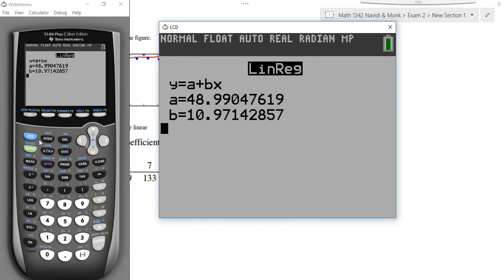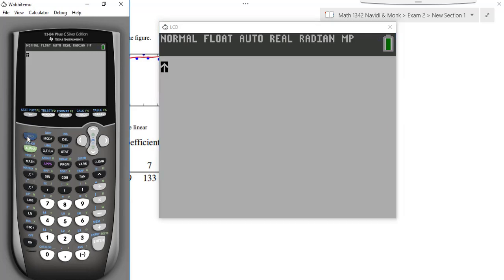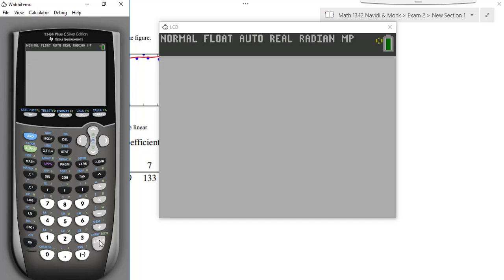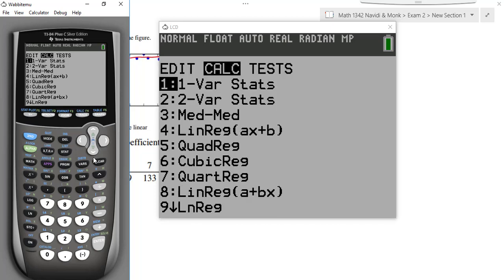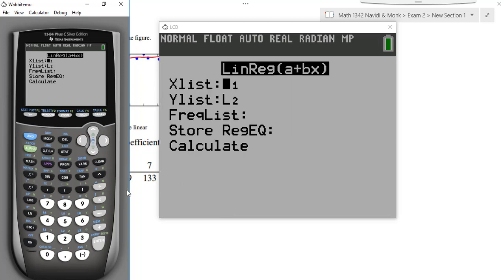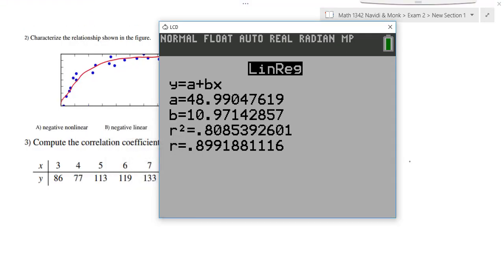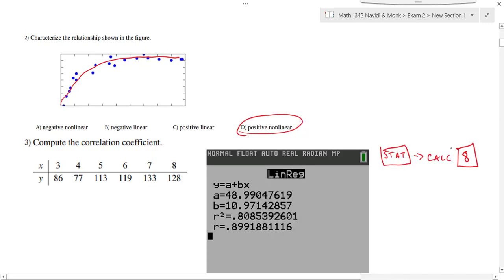Turn on the diagnostics. And how do I turn on the diagnostics? Second 0 takes me to the catalog. Turn your diagnostics on, select DiagnosticOn, hit Enter, and then we can do the same thing again. We hit Stat, Calc, number 8, and Calculate. And there's my correlation coefficient. Which one is it, the r or the r squared? The r is your correlation coefficient. So this would be 0.899 if we rounded it to 3 decimal places. We did this by hitting Stat, Calc, 8.